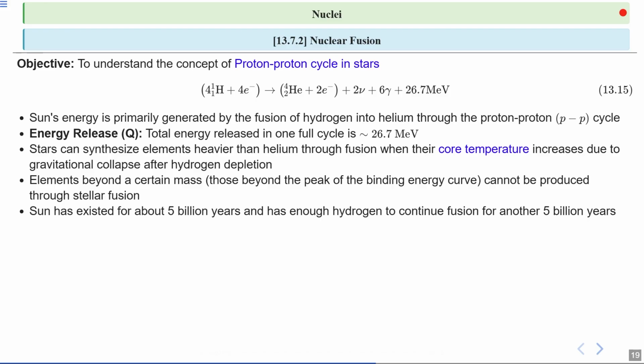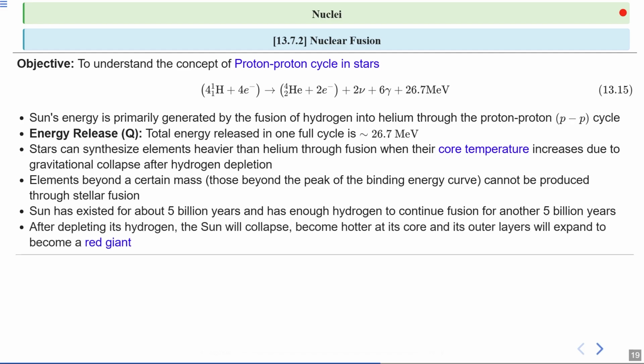The sun has been shining for about 5 billion years and still has enough hydrogen to keep fusing for another 5 billion years. This long lifespan is due to the slow and steady rate of fusion in the sun's core. It's a good reminder of how stable and long lasting our star is. Eventually, when the sun runs out of hydrogen, its core will contract and heat up while the outer layers expand. This will turn the sun into a red giant, a much larger and cooler star.